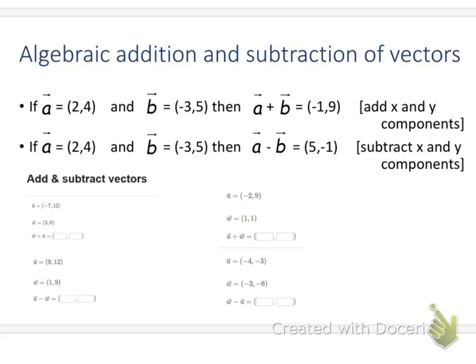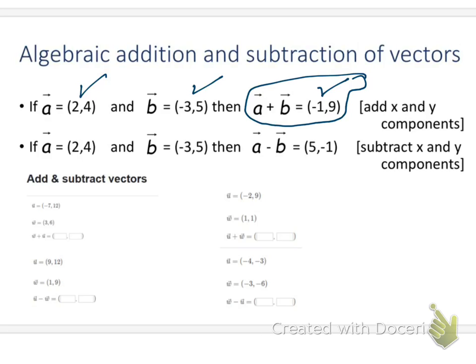Okay, we start off by algebraically adding and subtracting vectors. So if I have vector A and I have vector B, then if I'm going to add them, I would add the first components, so 2 and a negative 3, which gives me a negative 1, and the second component. So these components are your x and y coefficients, or coordinate pairs. So 4 plus 5 gives me the 9. So it should be clear how we're getting this from the addition.